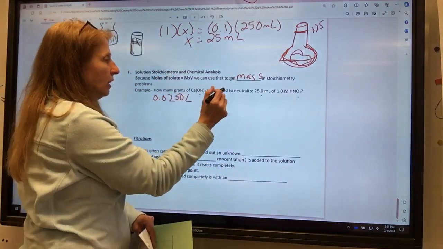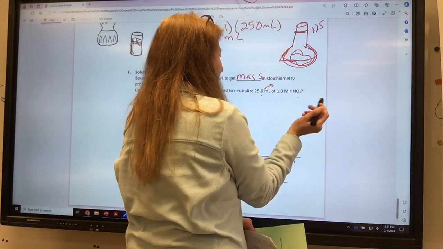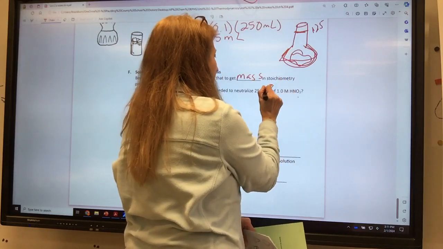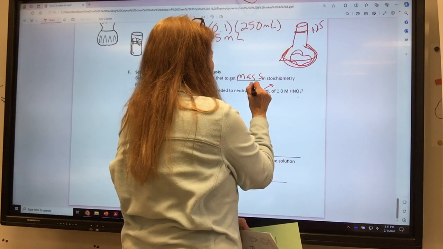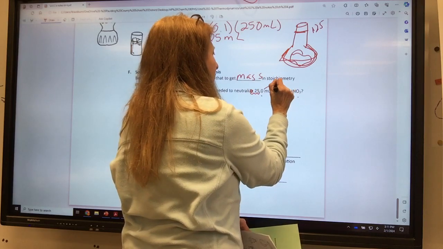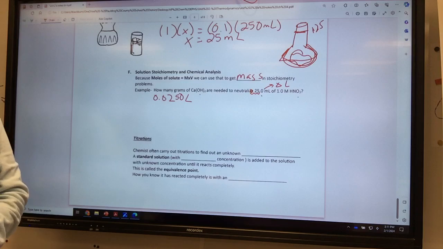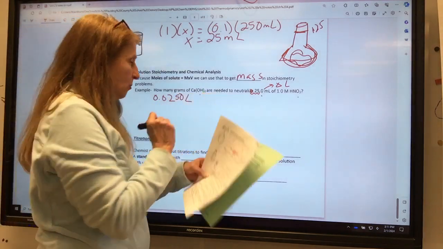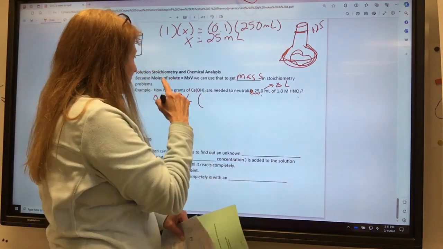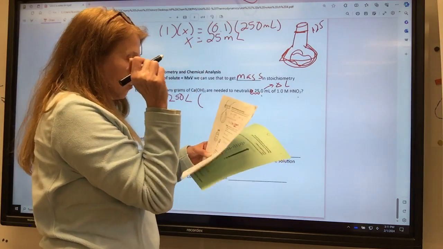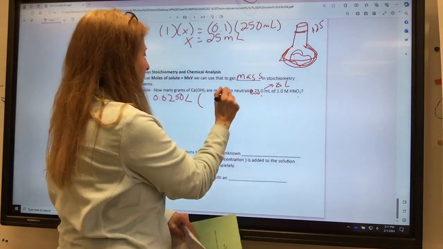0.0250 liters. So this time I did change it to liters. So I did 3 frog hops, whoop, whoop, whoop, more fun with sound effects. So change that to liters. Okay, King Henry's daughter. Okay, and now I'm going to multiply it times my M, which is my molarity.